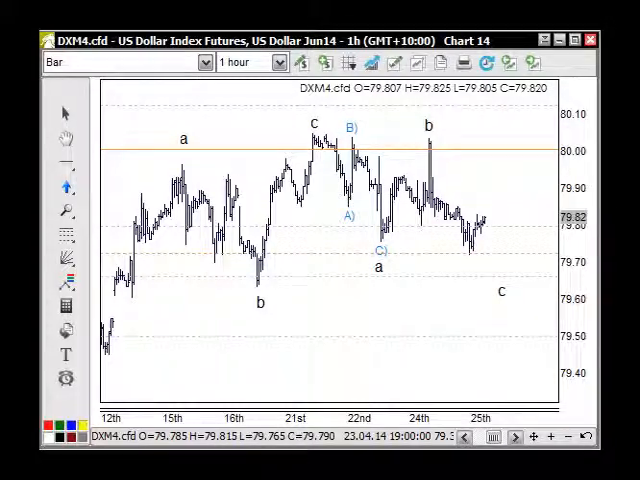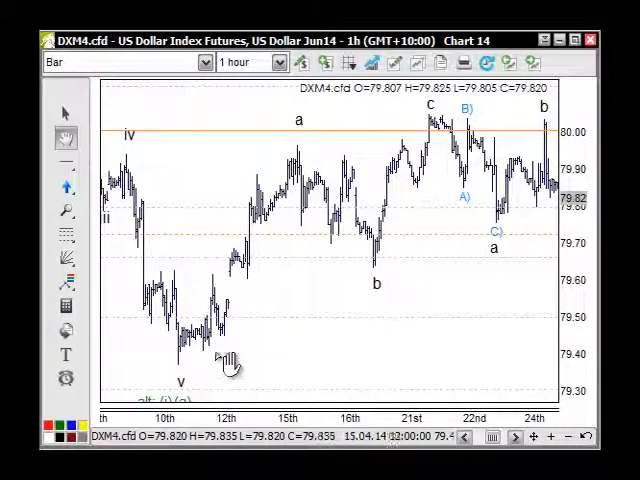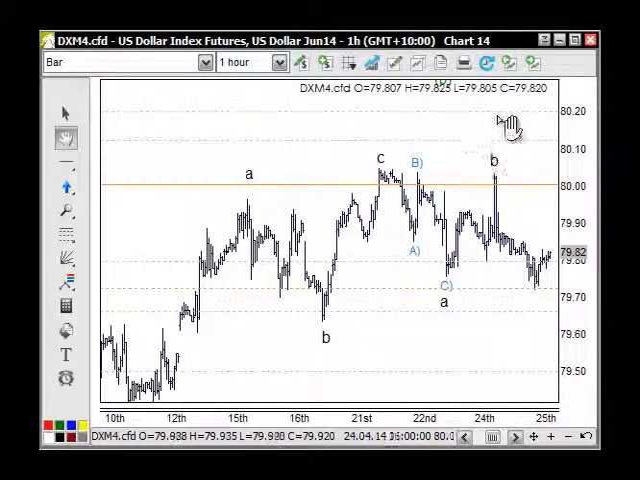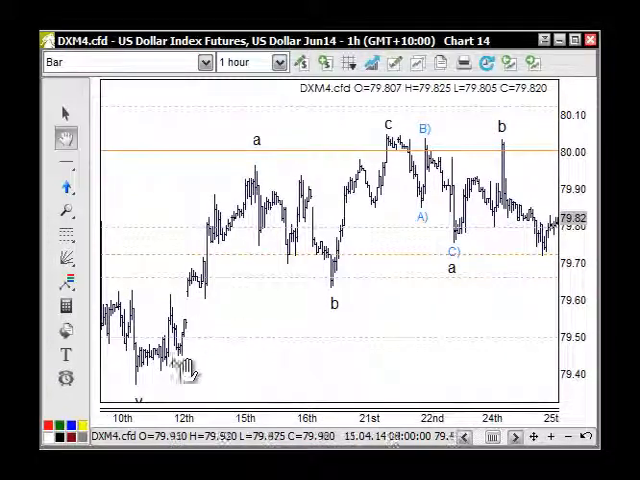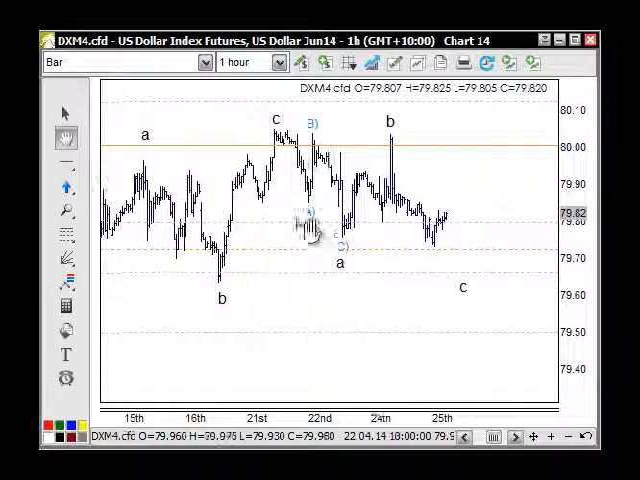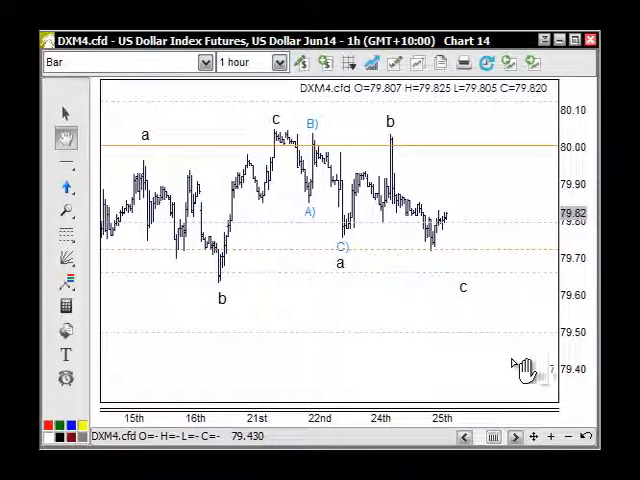Welcome to the Forex, and here we're looking at the US dollar. The count that we've had for this was basically looking for a corrective move back up into the 80-20 area, and we do have a three-wave correction here, which is good, and from that point we'd expect it to roll down here further.